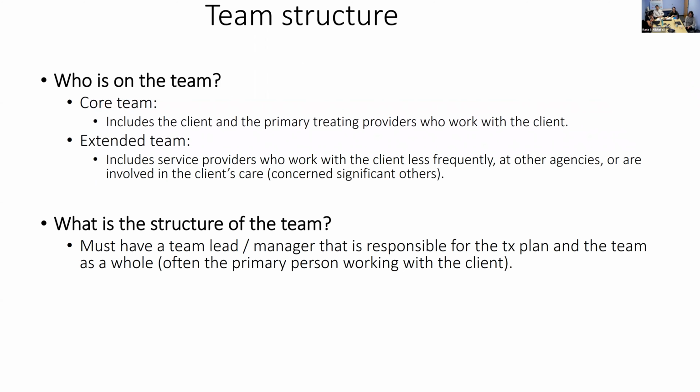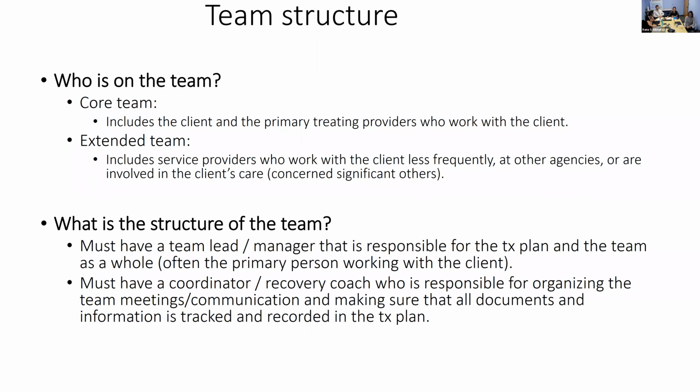So the team must have a team leader or manager, and that person is responsible for the treatment plan and for the team as a whole. So that there's definitely a focal point, a guide, and this is often the primary person who's working with the client. And the structure must have a coordinator or recovery coach who's responsible for organizing the team meetings, communication, making sure that all documents are in place, information is being tracked accordingly, and that it's being recorded in the treatment plan.